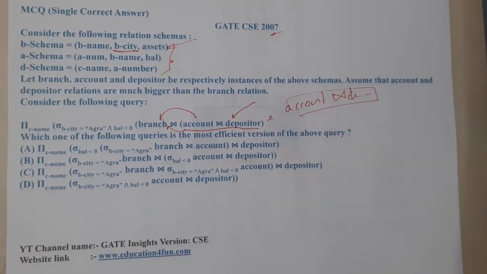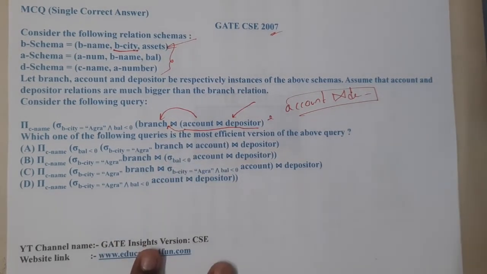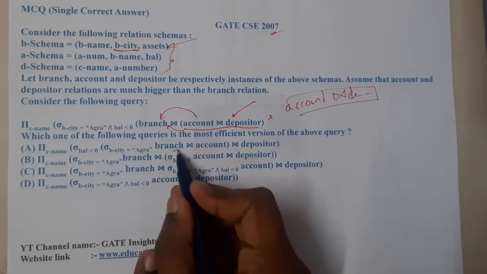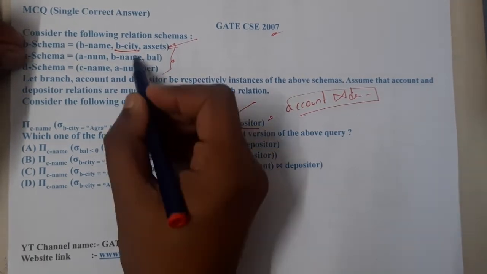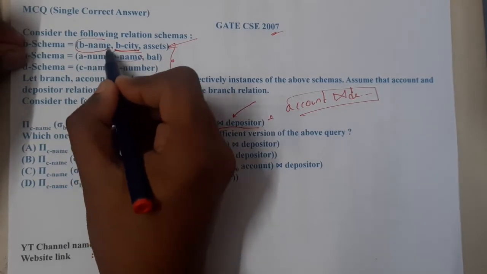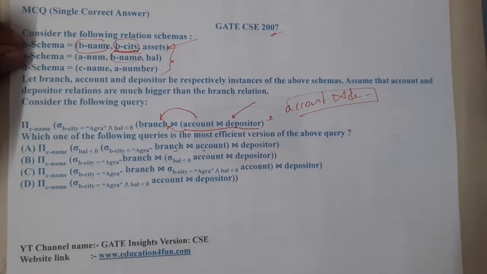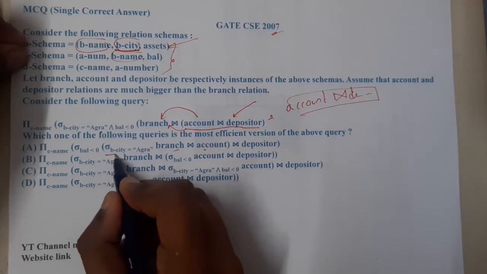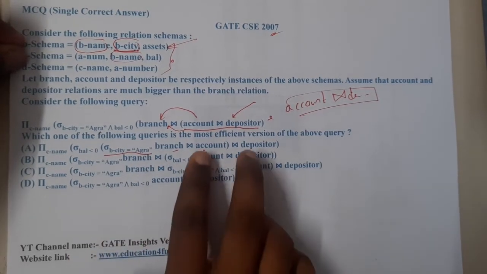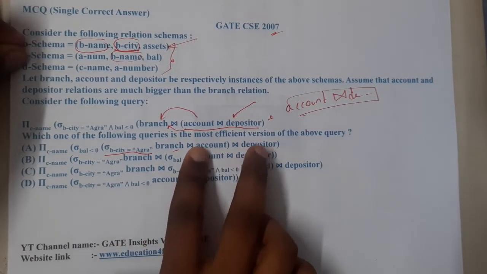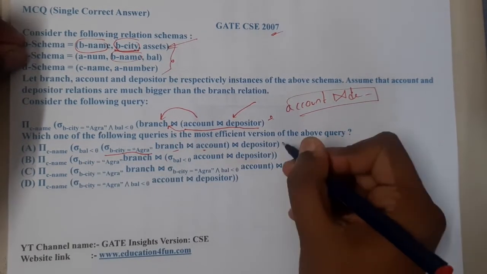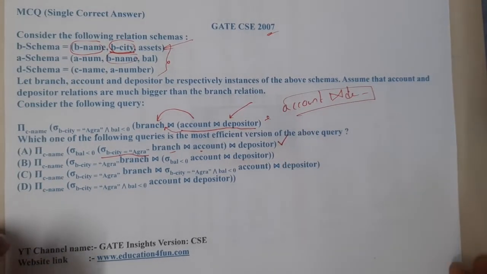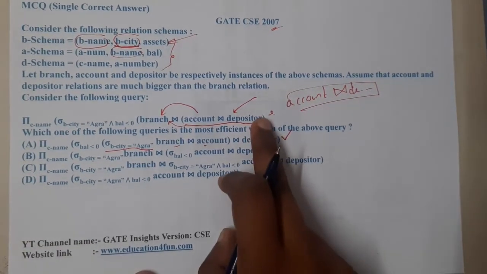Now let us check option A. In option A, let us start from the inside. First we are performing Cartesian product between branch and account. B name is the common attribute, and we can eliminate a few entries based on B city. That is exactly what is done here. After this we combine these two with the depositor and check the balance. So this query is absolutely good, and I think this is one of the best ones.